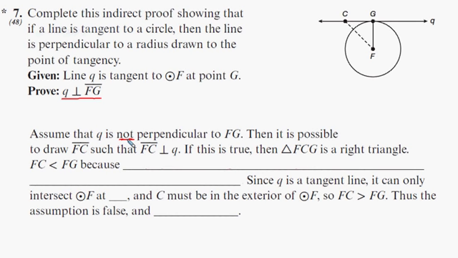So that's what they started with. They said, okay, let's draw FC so that FC is perpendicular to Q. Now this is going to be a little bit of a stretch for you, but think with me. What they're saying essentially is that this is a right angle. So they're saying this is perpendicular here.